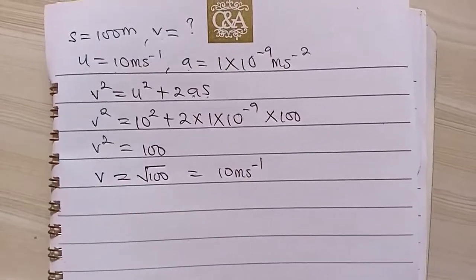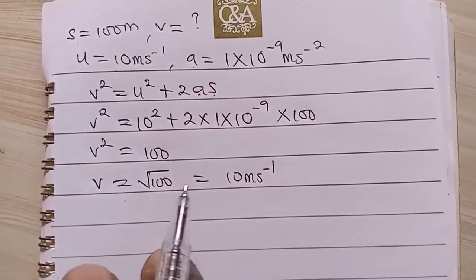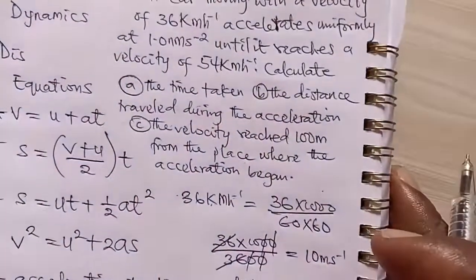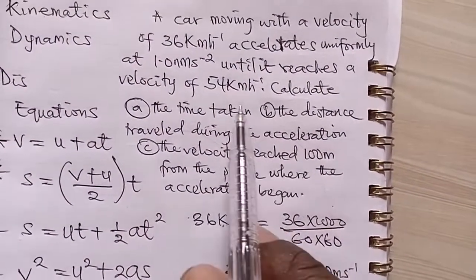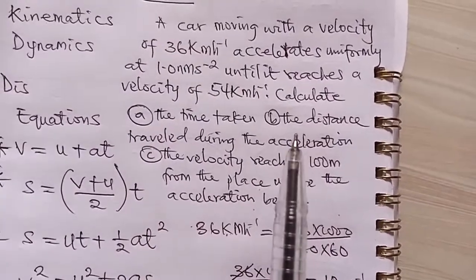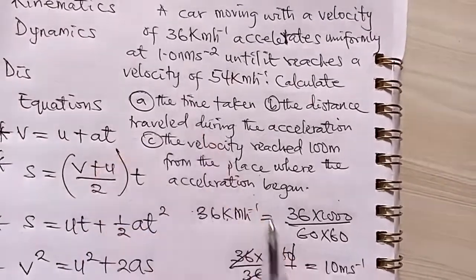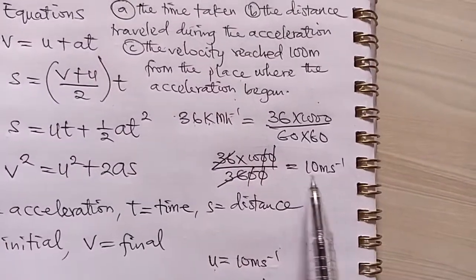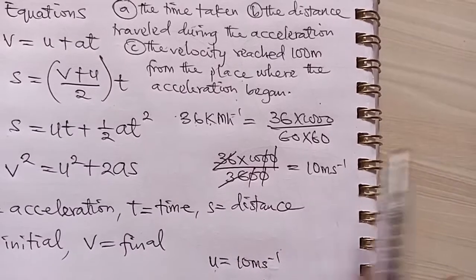meters per second. And that is really correct, because if you check, we are to calculate where the acceleration actually began. And that acceleration actually began at the place where initial velocity was 10 meters per second here, which we resolved to be 10 meters per second. So that place it began, that's the final velocity.